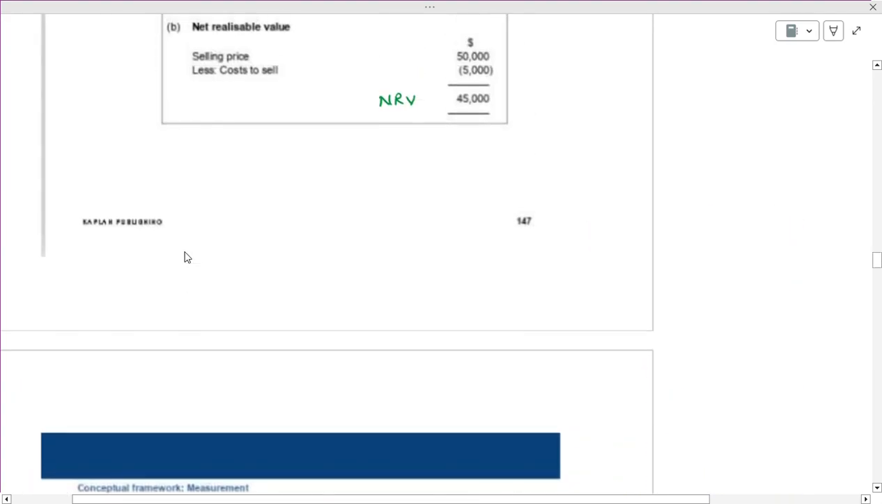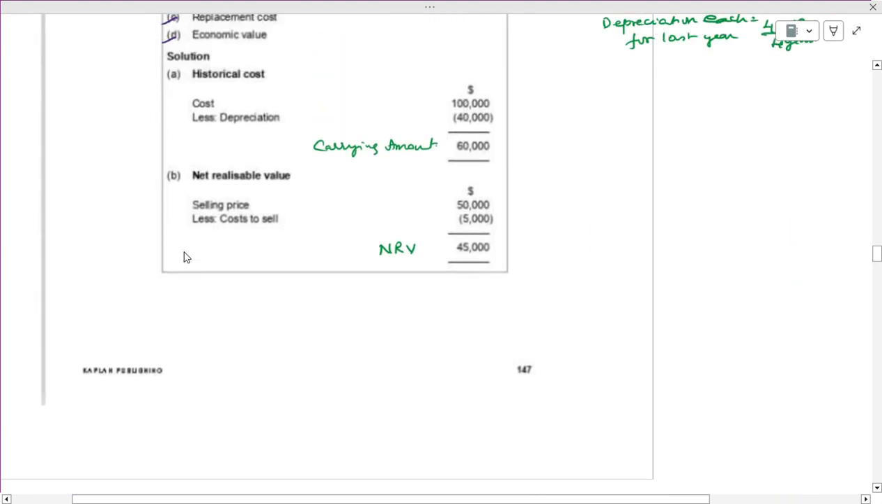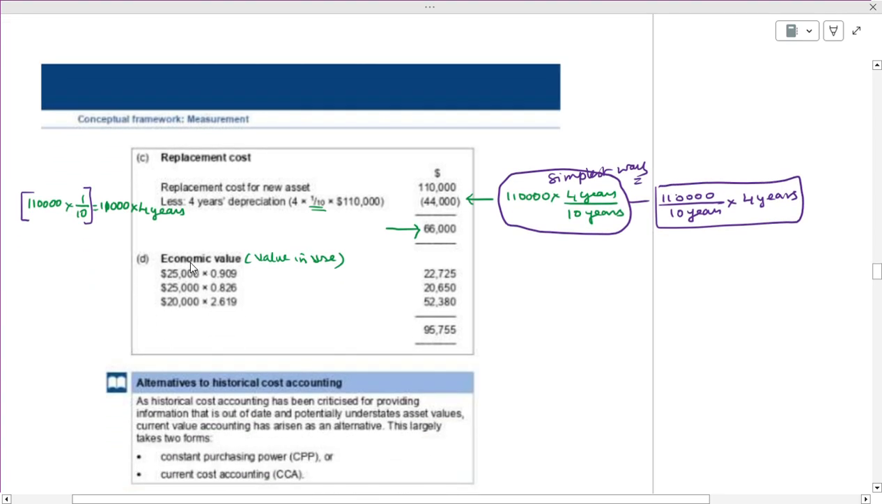1, 2, 3: historical cost, net realizable value, and replacement cost. Is it okay with this?